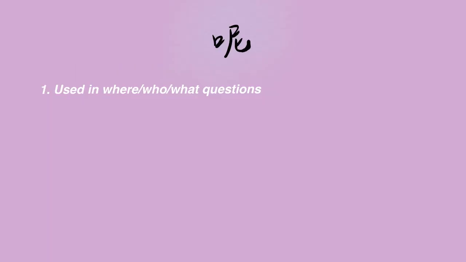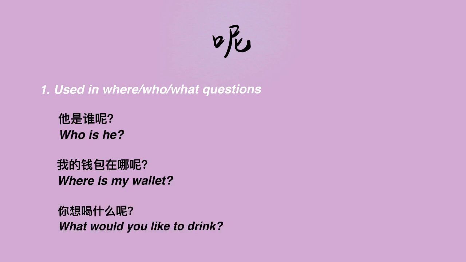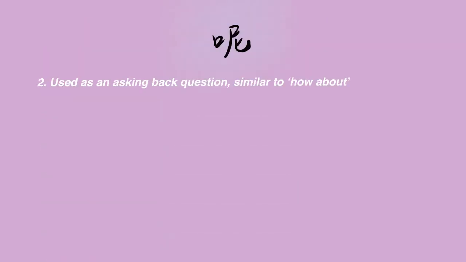With ne, it is more often placed in a who, where, or what question. For example, 他是谁呢? Who is he? Or 我的钱包在哪呢? Where's my wallet? 你想喝什么呢? What would you like to drink? It can also be used as a kind of asking back question. It's a little bit similar to and or how about.